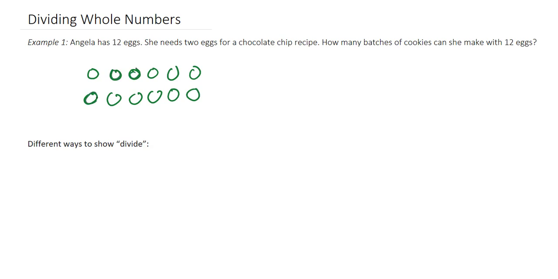So not the most perfect eggs, but we get the point. There's 12. And so if she needs 2 for a chocolate chip recipe, we're asking how many batches can she make? So we're really asking 12 divided by 2 is equal to what? Like how many batches? Well, if we look at this, 12 can be broken down into 2s like this.